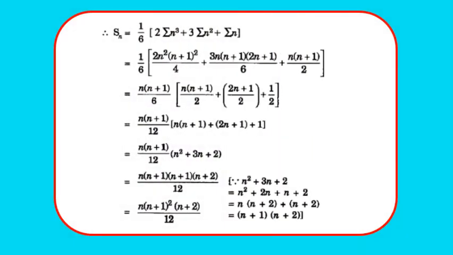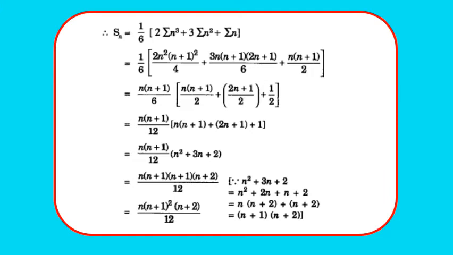So taking the sum, Sn equals 1 upon 6 into 2 sigma n cube plus 3 into sigma n square plus sigma n. So using the formula for sigma n cube, sigma n square, sigma n, we get Sn equals 1 upon 6 into 2 n square into (n plus 1) whole square upon 4, plus 3 n into (n plus 1)(2n plus 1) upon 6, plus n into (n plus 1) upon 2.